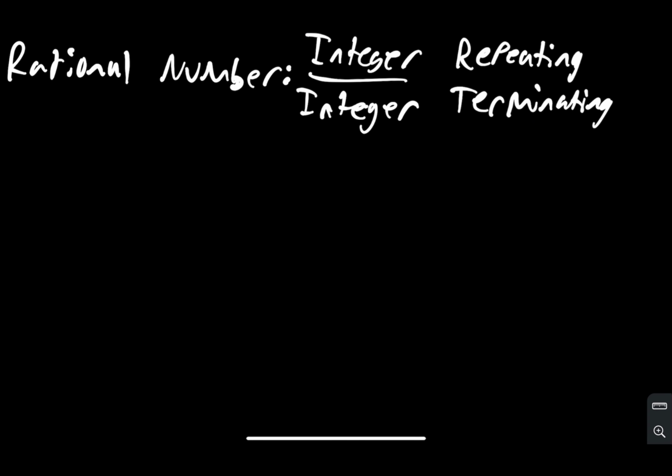Now, your irrational numbers are going to not fit any of these terms. Irrational numbers, you're not going to be able to write it as an integer over integer. It's not going to have repeating decimal places, and it's not going to be terminating.